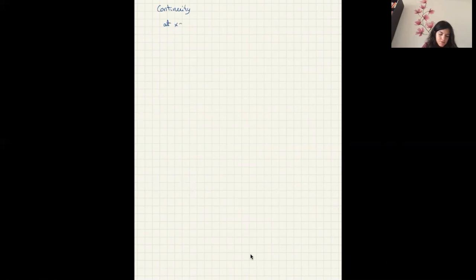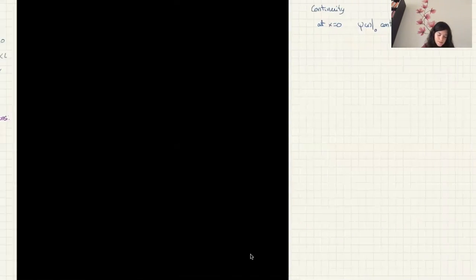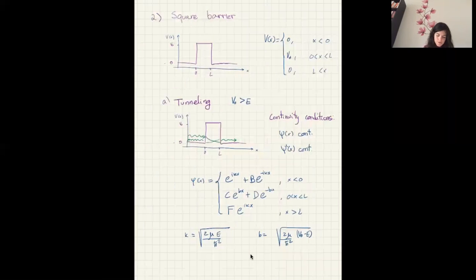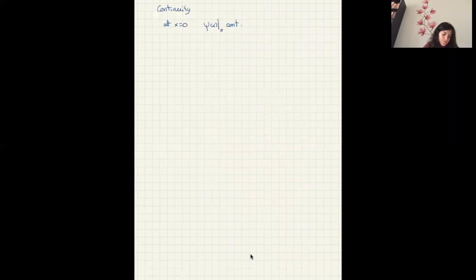So at x equals 0, what do we have? f of x at x equals 0 is continuous. We just take this, so this must be the same as this when we replace x by 0. So all the exponentials are just 1, right? Because x is 0. So you get 1 plus b equals c plus d.